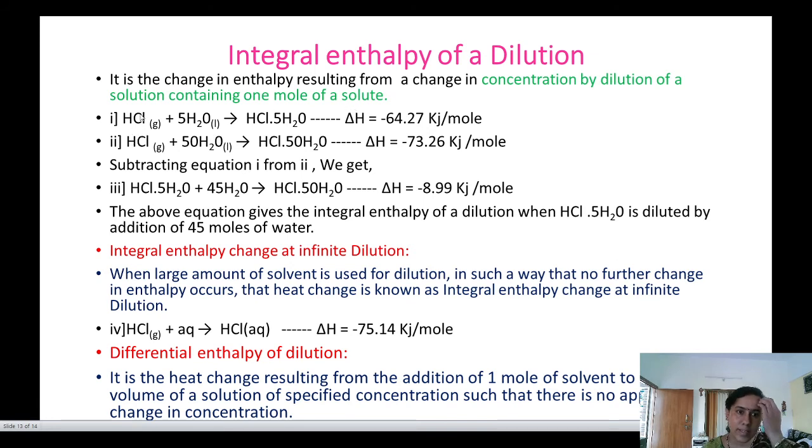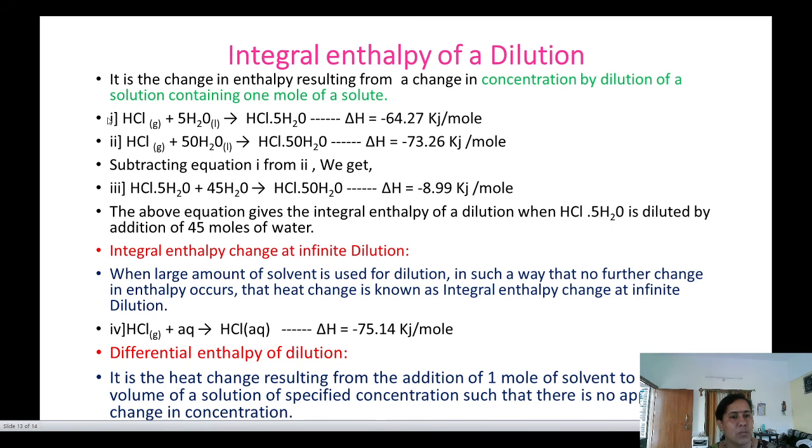For example, HCl plus 5 H2O gives the formation of HCl dissolved in 5 moles of water. Here heat is given out. Therefore, delta H is equal to minus 64.27 kilojoule per mole. In the next reaction, we carry out the dilution of liquid HCl in 50 moles of water, giving HCl solution with 50 moles of water. At that time, the integral enthalpy is minus 73.26 kilojoule per mole.